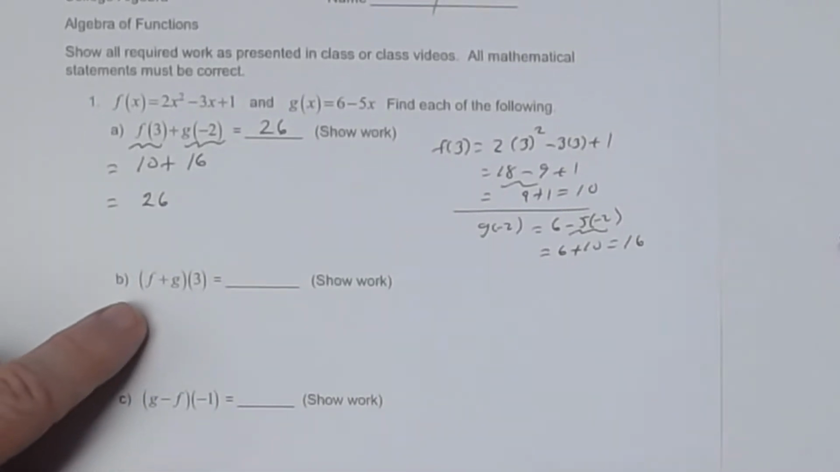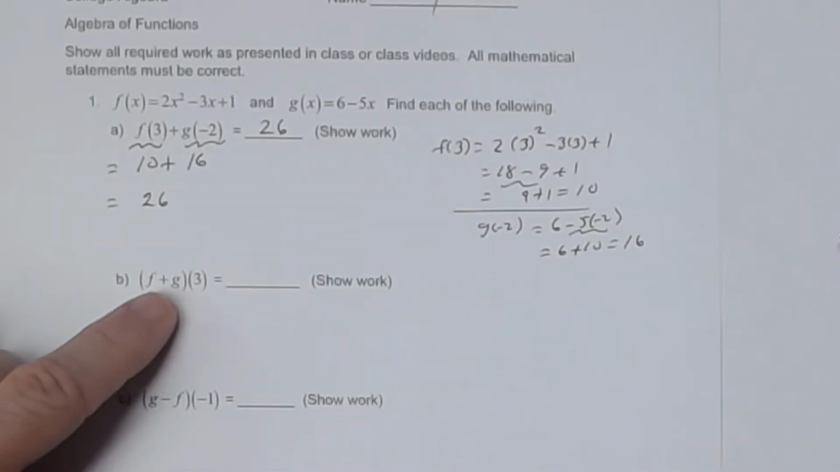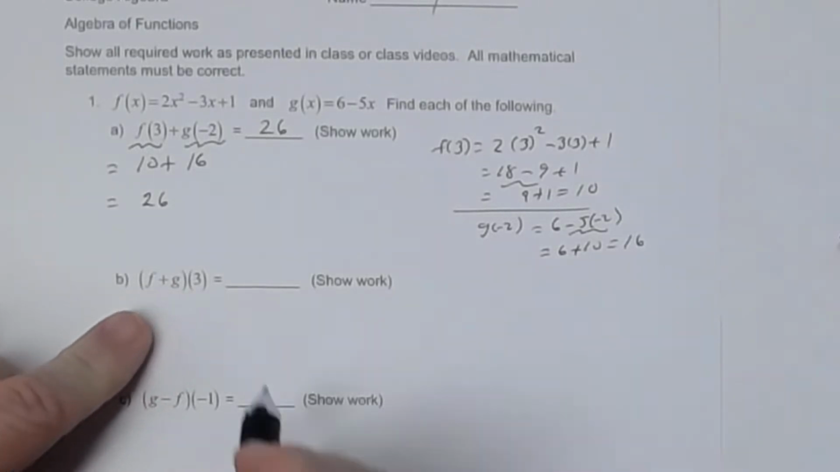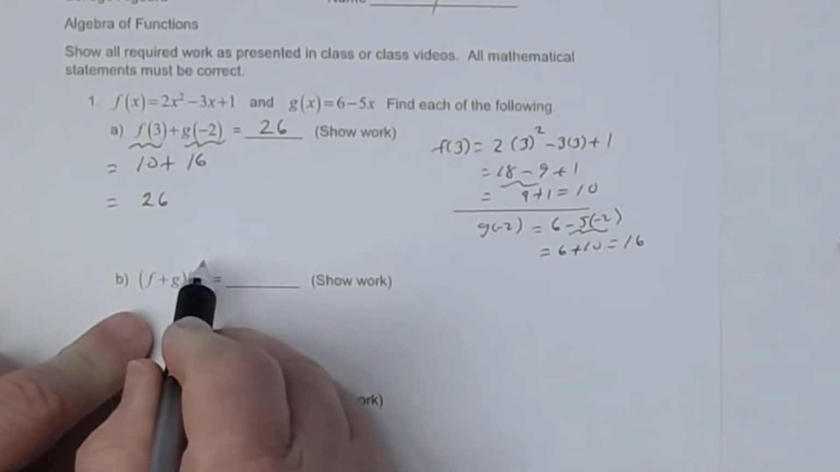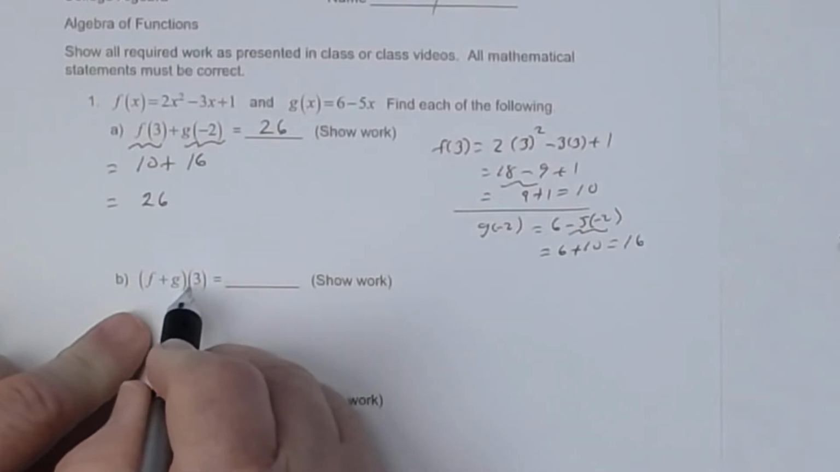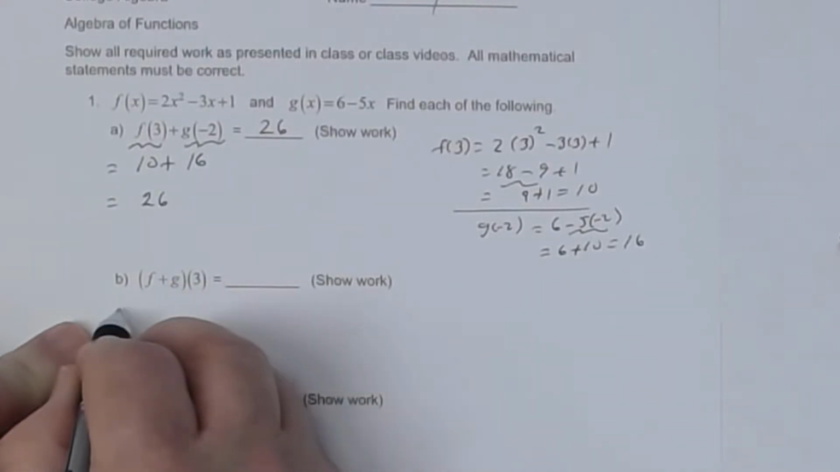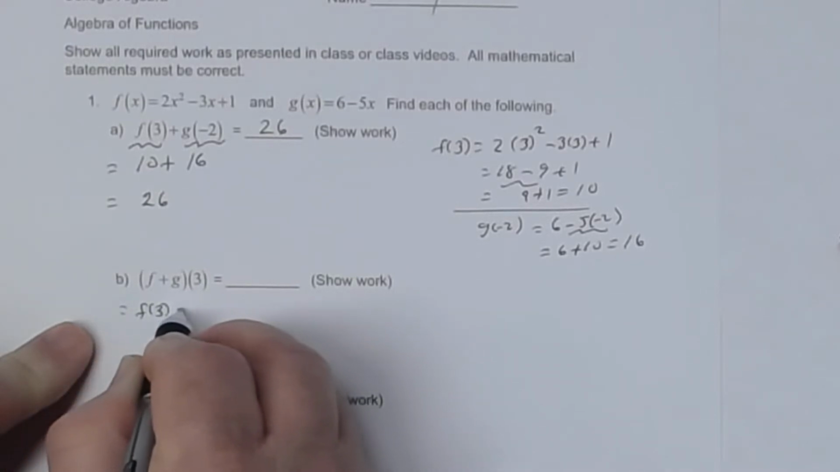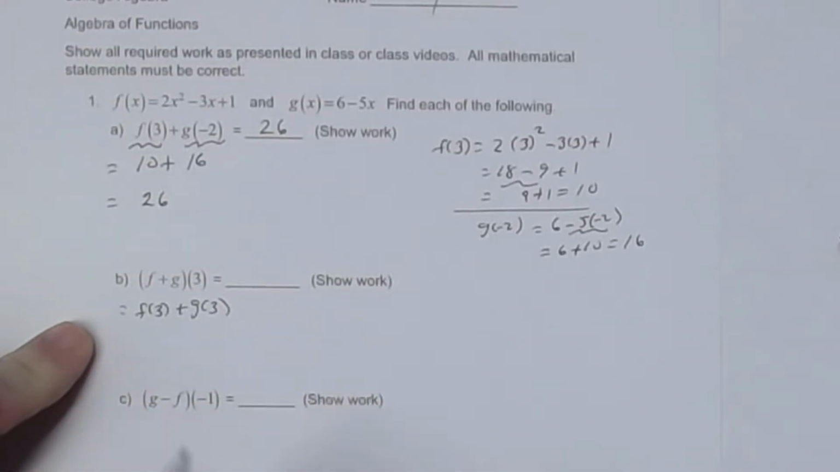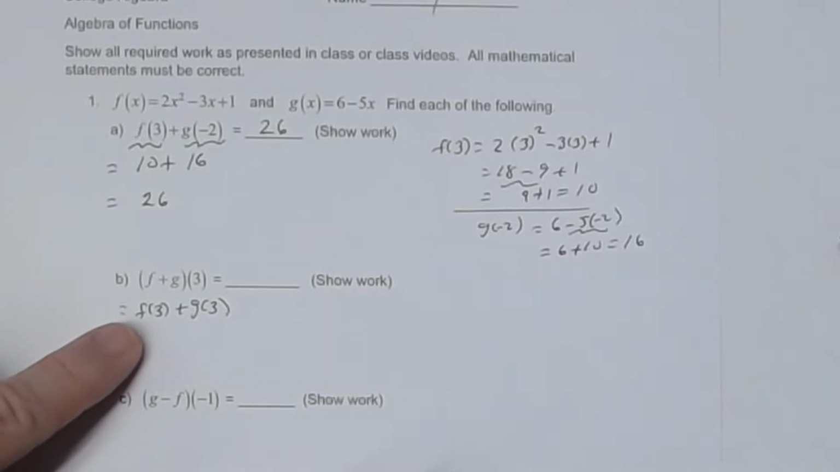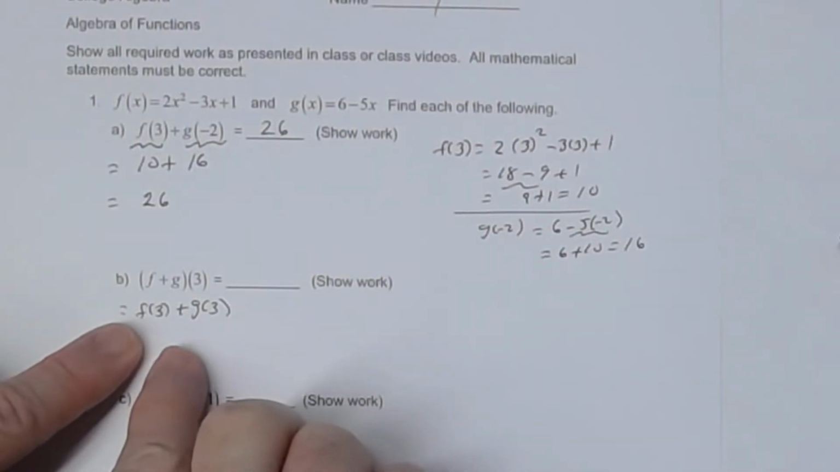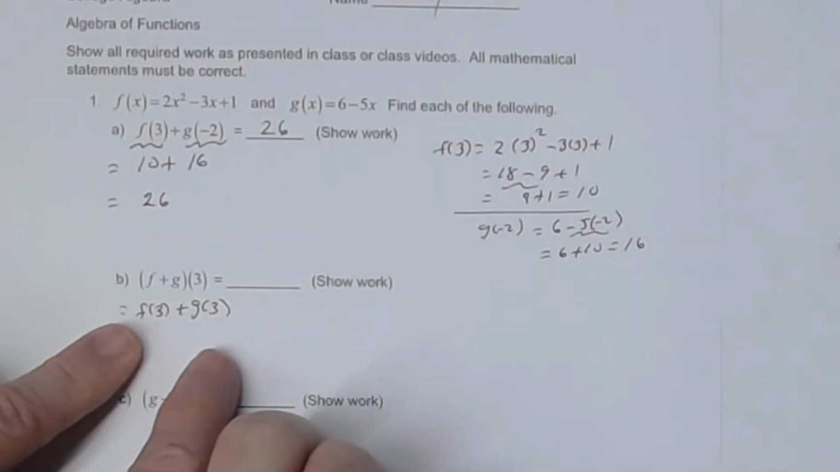All right, now so we talked about the algebra of functions. So this notation right here, f plus g evaluated at x. Remember, that does not mean multiplication. Okay, that's not multiplication. That means f plus g evaluated at x. So by definition, this means f of 3 plus g of 3. That's what that means. And so then you do the same thing. You find f of 3, you find g of 3, and then you add them up.